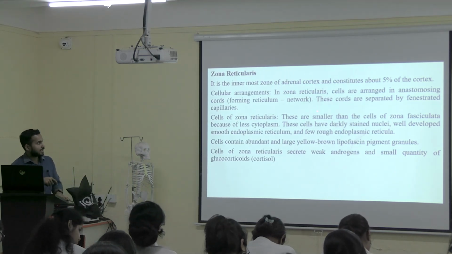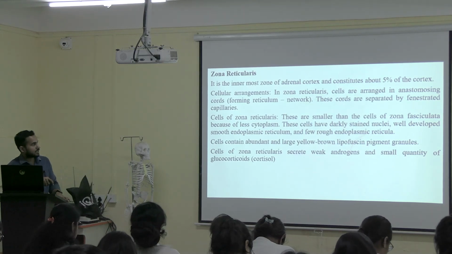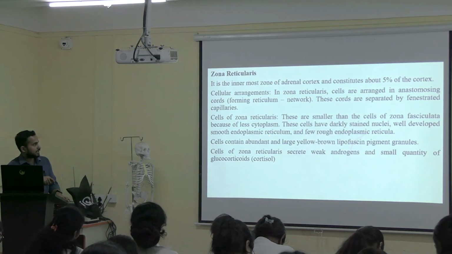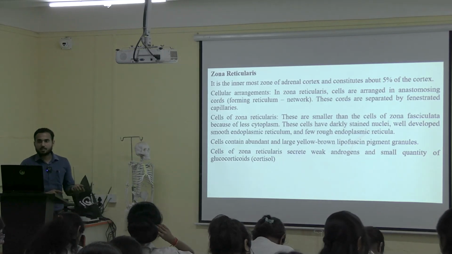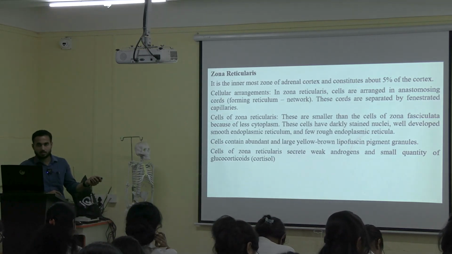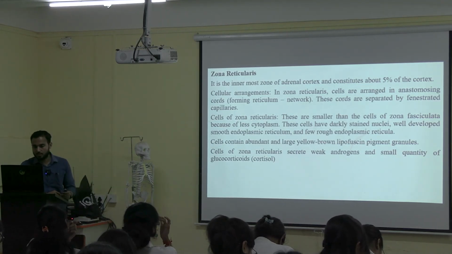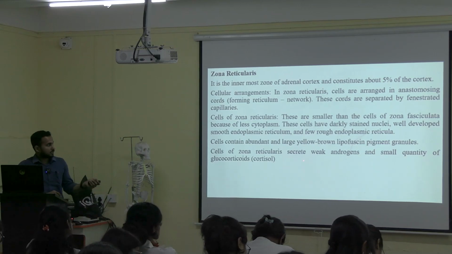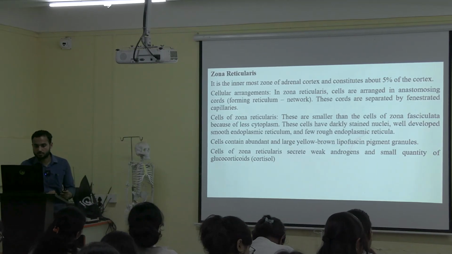The cells are smaller than those of fasciculata. They have darkly stained nuclei, well developed smooth ER, and a few rough ER also present. These cells have large yellow-brown lipofuscin pigment granules, which are a peculiarity of this type of cells. Now what is the function? They secrete weak androgen and a small quantity of glucocorticoids.